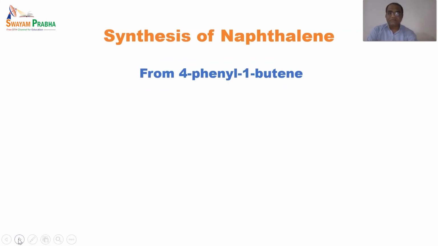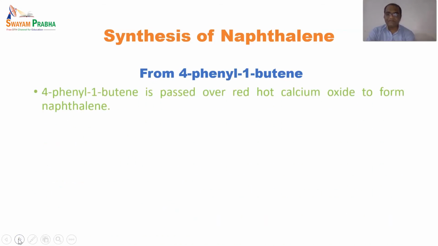Synthesis of naphthalene from 4-phenyl 1-butene. 4-phenyl 1-butene is passed over red hot calcium oxide to form naphthalene.